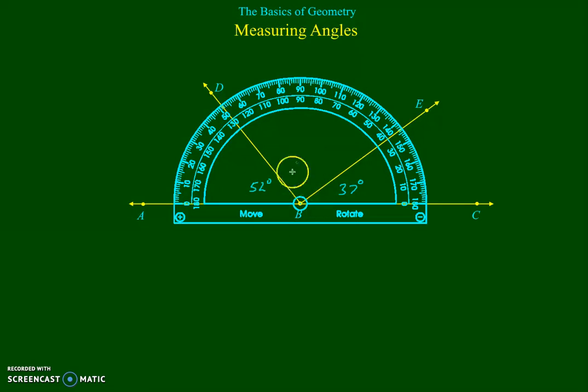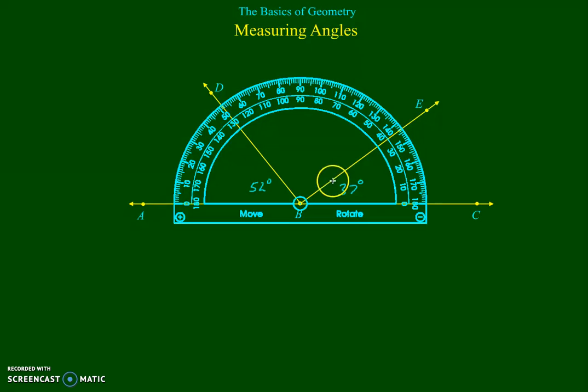Now, for this central angle, there are several ways we could do this. If we wished, we could go ahead and rotate this protractor around so that, without moving the index, we rotate the index line so that the index line is lined up along this line. Alternatively, we can use what's known as the protractor postulate.